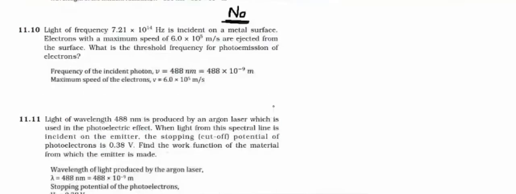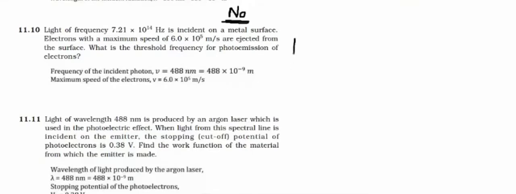Then question 10. Light of frequency 7.21 into 10 power 14 hertz is incident on a metal surface. The maximum speed of electrons is 6 into 10 power 5 meter per second. What is the threshold frequency? Einstein's formula we can use for threshold frequency.